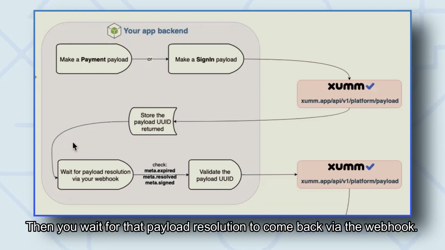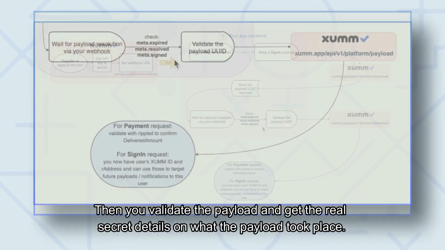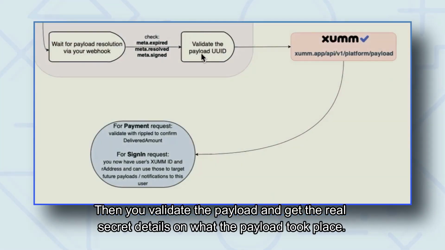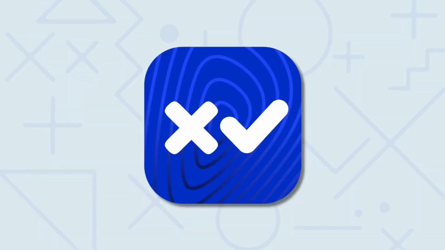Then you wait for that payload resolution to come back via the webhook. You would then check whether it's been signed or rejected and so on. And you validate the payload to get the real details of what took place. And then once you've got that, you've got everything you need.